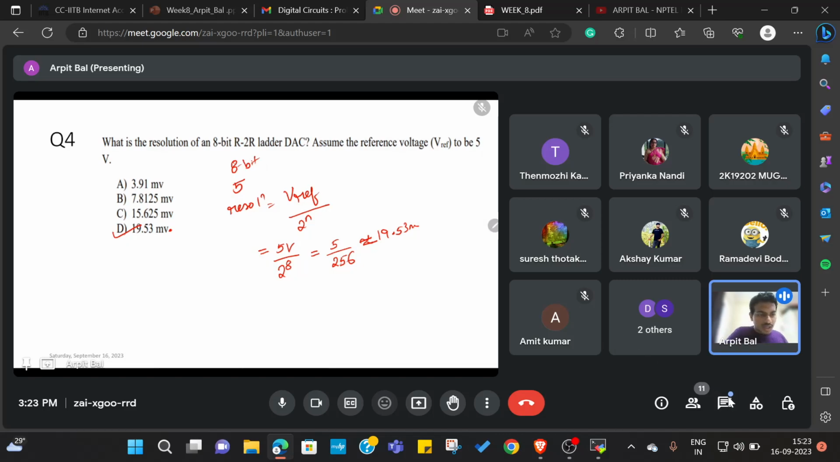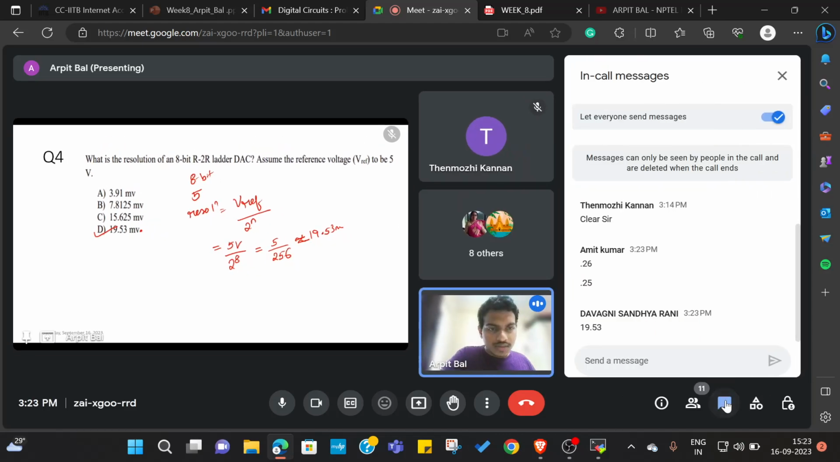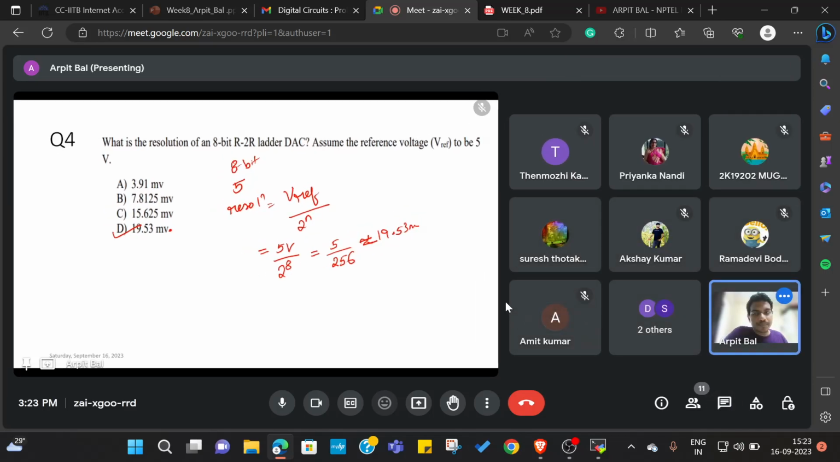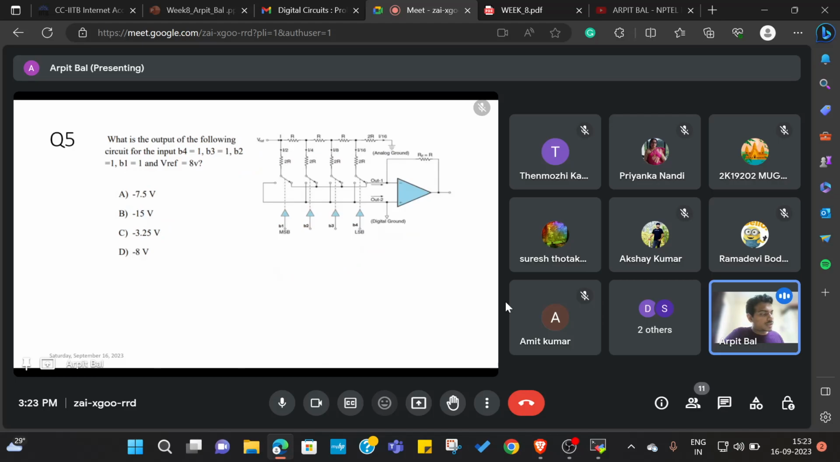Okay, so yeah, I got a different answer as well. So probably you would like to recheck, Amit, 0.26, 0.25. Here, okay, I think, yeah. So Vref is actually 5 volt here. So maybe you took 1 volt, I guess. Okay, so that was for the resolution.